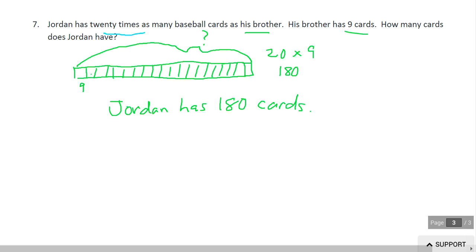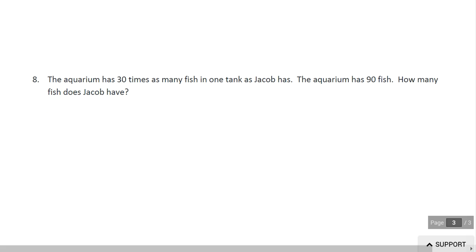I think there's one more, but that's all we're going to be doing today. There is one more, on the aquarium, which we are not going to be doing. So that's it for today.